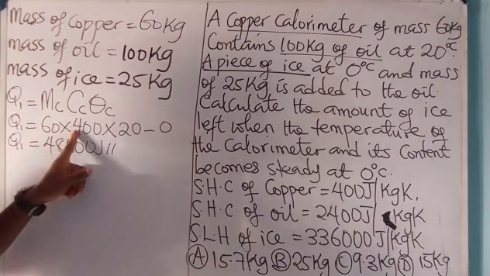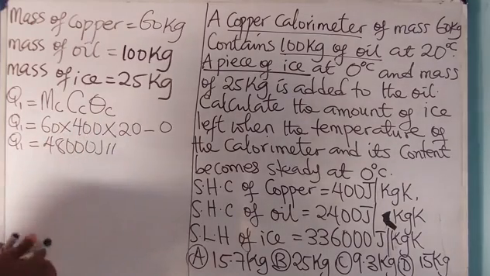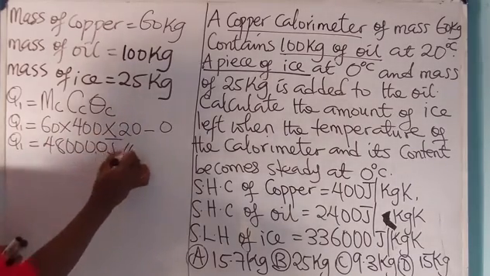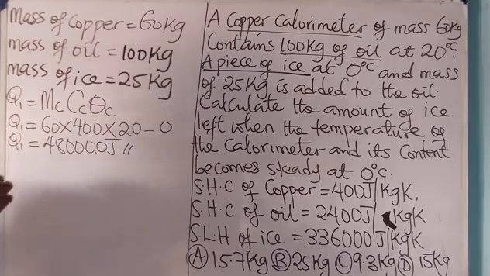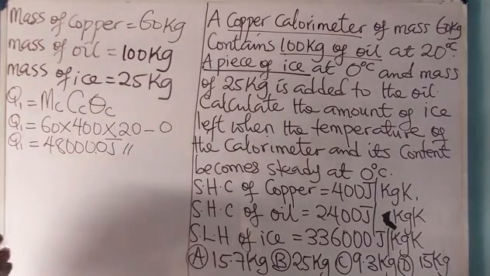Let me do it again. 6 times 4 is 24. 24 times 2, I have 48. How many zeros? 1, 2, 3. Okay, 4 zeros, sorry. So this is copper. That is the heat lost by the copper.